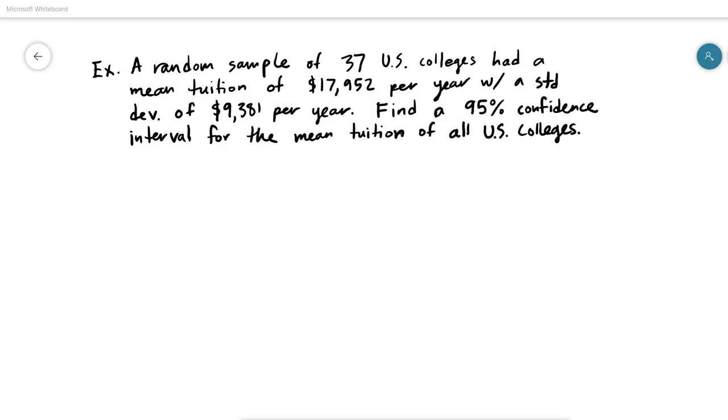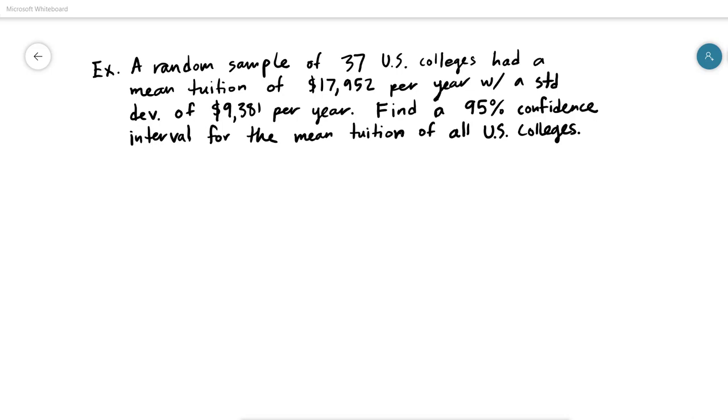In this example, we're going to be trying to compute a confidence interval for a mean with sigma unknown. So let's read the question first. It says that a random sample of 37 U.S. colleges had a mean tuition of $17,952 per year with a standard deviation of $9,381 per year. Find a 95% confidence interval for the mean tuition of all U.S. colleges.